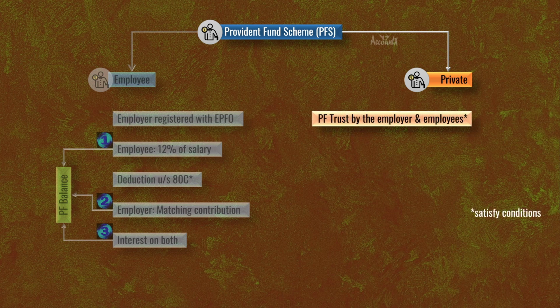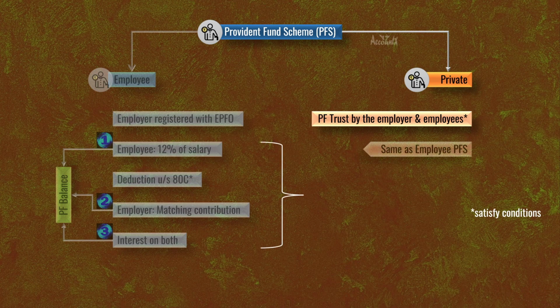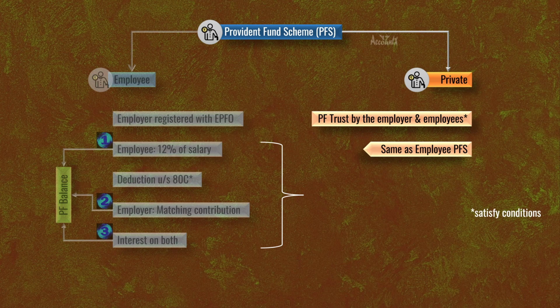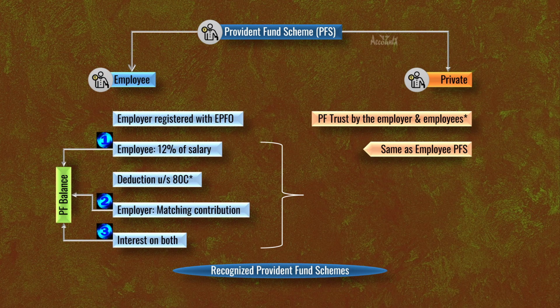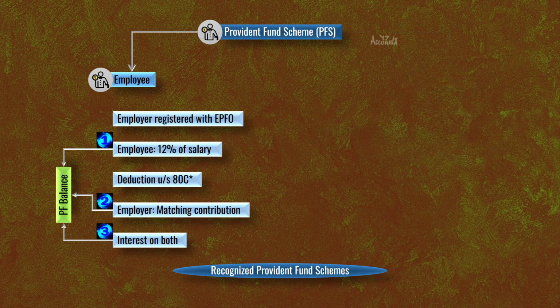Let's now talk about private PFS. Here, a PF trust is formed by the employer and its employees. This is, however, subject to satisfaction of conditions that have been stipulated. As far as contributions are concerned, this is going to be the same as employee PFS. That is, you will contribute 12% of your salary, your employer makes a matching contribution and you would be earning interest on both these contributions. Now, both these schemes would be recognized Provident Fund schemes. But the TDS that we are talking about today is actually not applicable to private PFS. To put it differently, this is applicable only in respect of employee PFS.